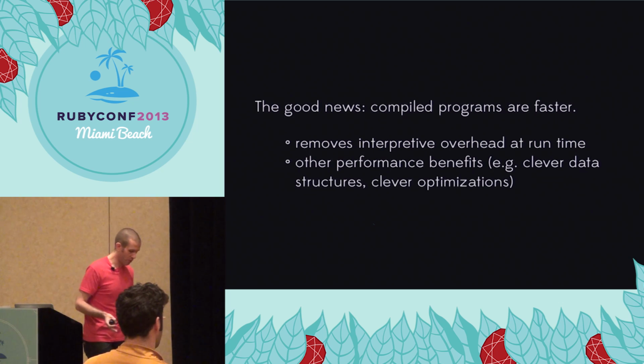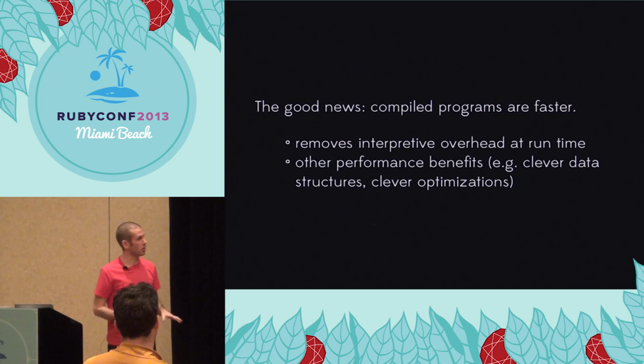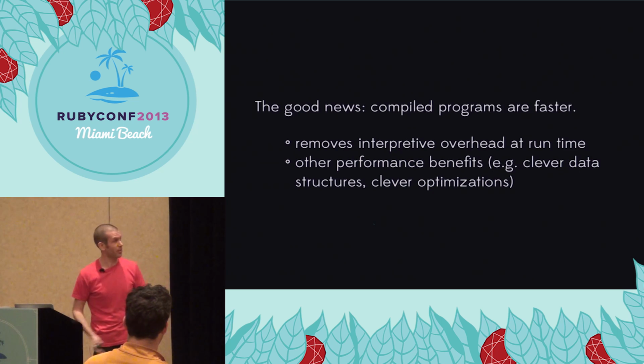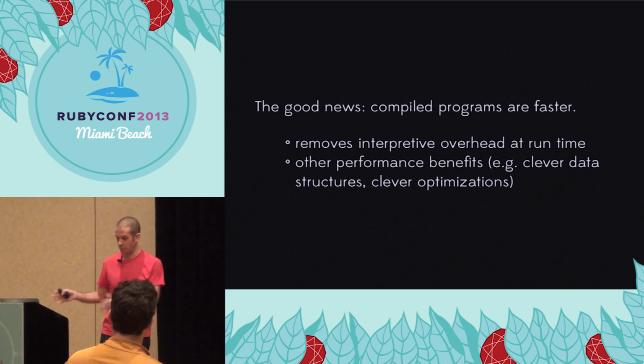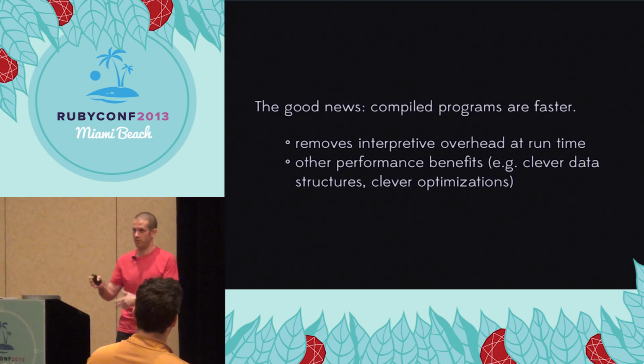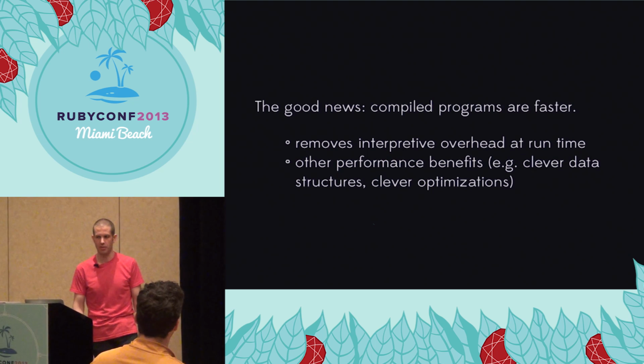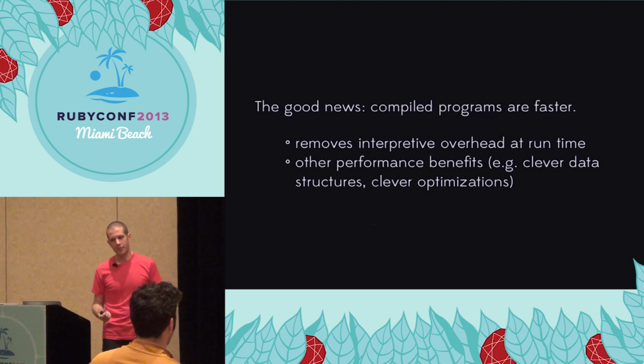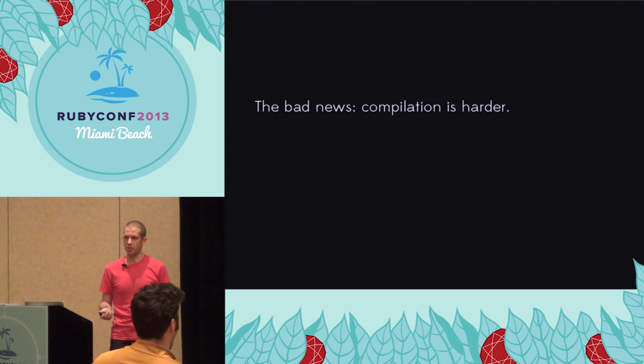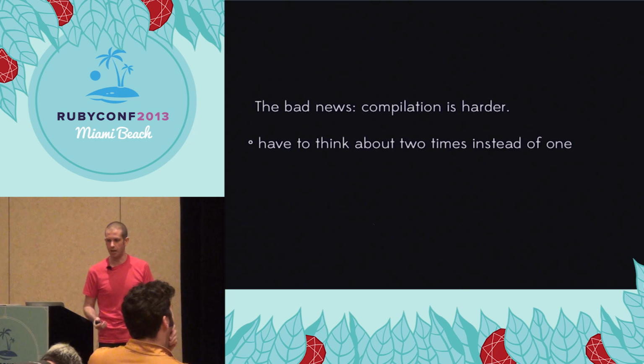There are other performance benefits that I'm not talking about in this talk, but for example, your compiler can use clever data structures or clever optimizations to make the target program more and more efficient, especially if it knows about the underlying architecture of the machine and stuff like that. So that's the good news. The bad news is that compilation is just harder to do than interpretation.